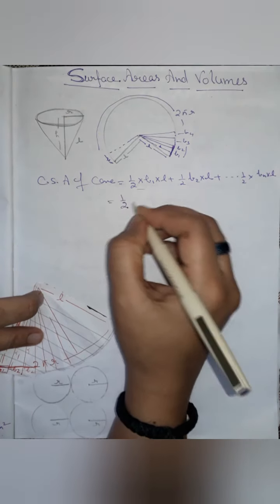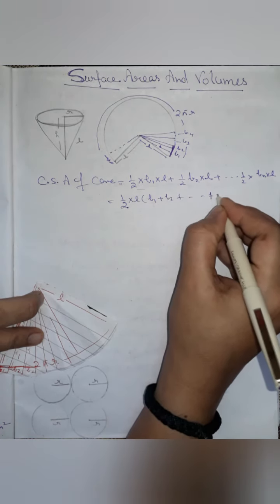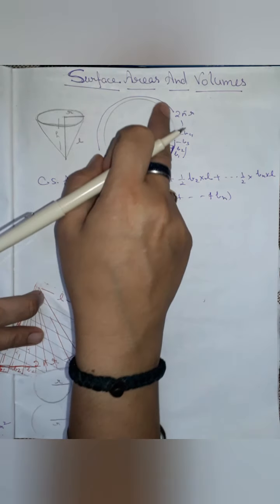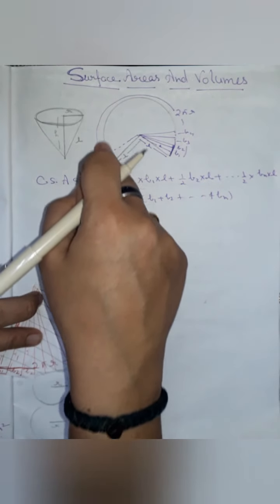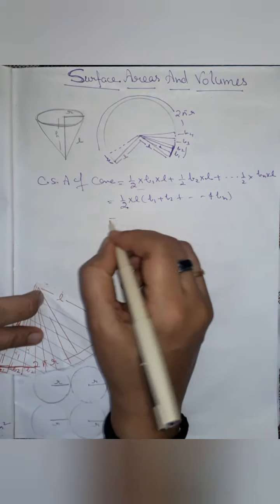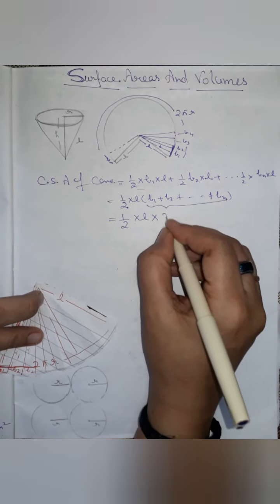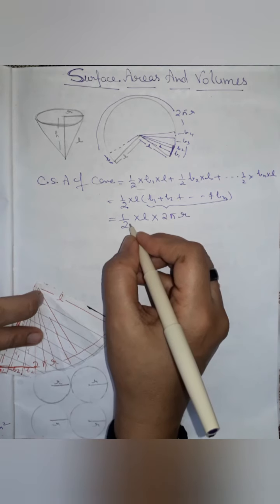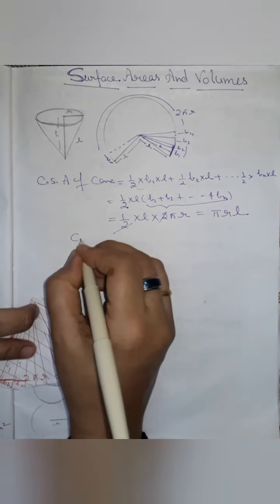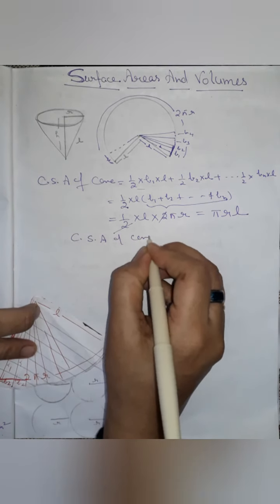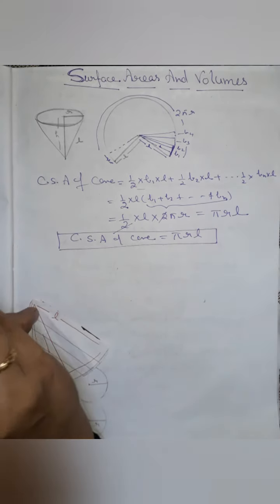If we take out the common half L, we have B1 plus B2 up to Bn, and B1 plus B2 plus up to Bn is equal to 2 pi r, the circumference of the base of the cone. So we can write half multiplied by L, and this complete can be written as 2 pi r. The 2 can be cancelled, so it will be equal to pi r L. So the curved surface area of the cone can be calculated by the formula pi r L.